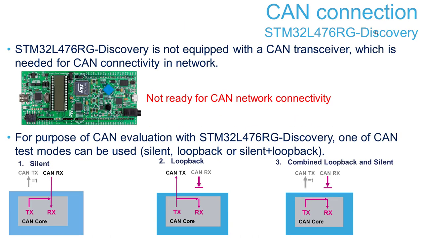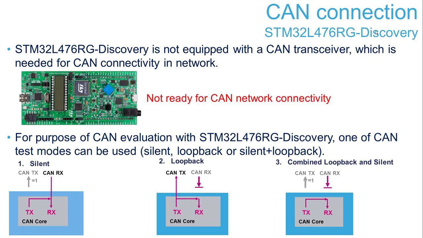As we don't have a real CAN transceiver in our board, we won't be able to implement a real CAN connectivity. For the purpose of this exercise, it is still possible to configure the CAN controller in a short circuit configuration. We have three test modes. Starting from the left side of the slides, the first is the silent mode where we short circuit the TX with our RX line, yet it's still possible to receive messages from the external world.